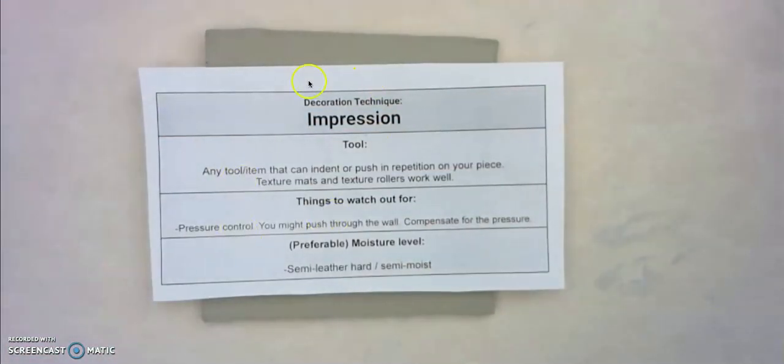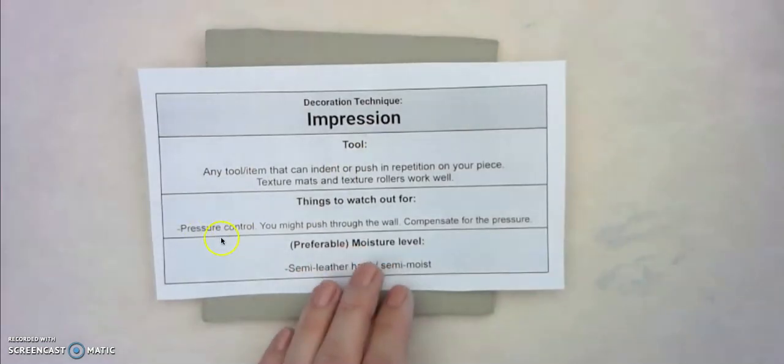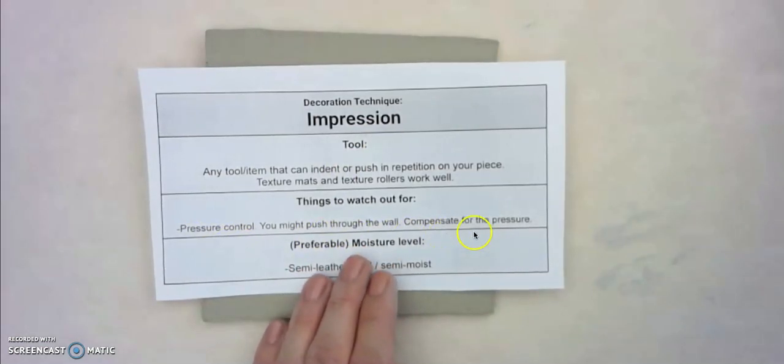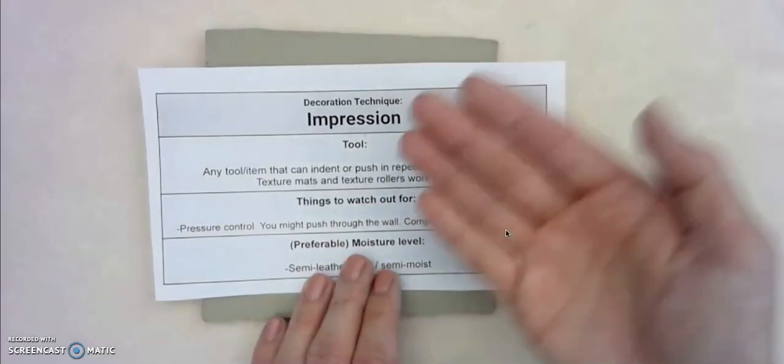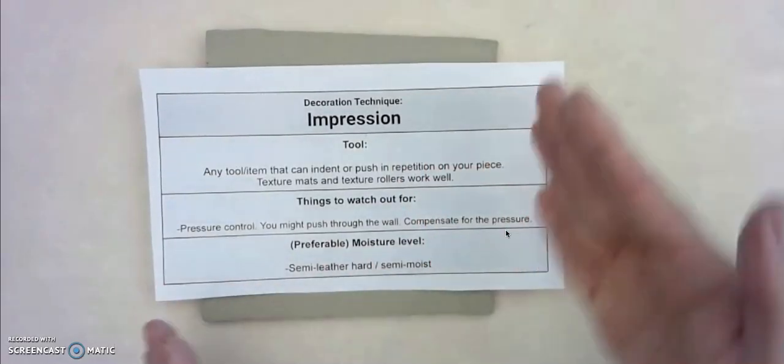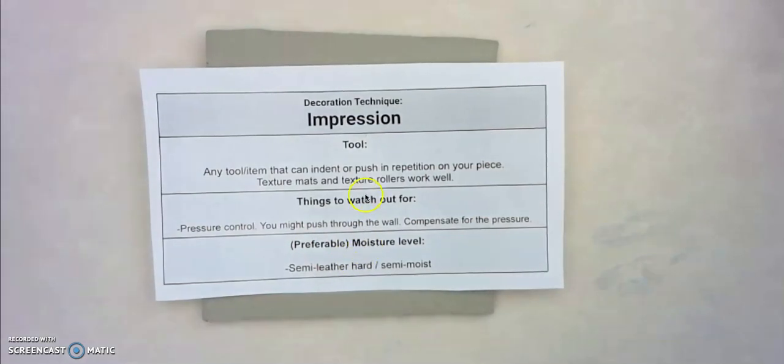Things to watch out for when you're making impressions. Pressure control is a big thing. You might end up pushing through the wall, so you need to compensate for the pressure by putting your hand on the back side of the wall. Impressions are typically easier to do when your clay is semi-leather hard or semi-moist. If it's super leather hard, it might be hard to push something into the surface. If it's super soft, the item might get stuck.